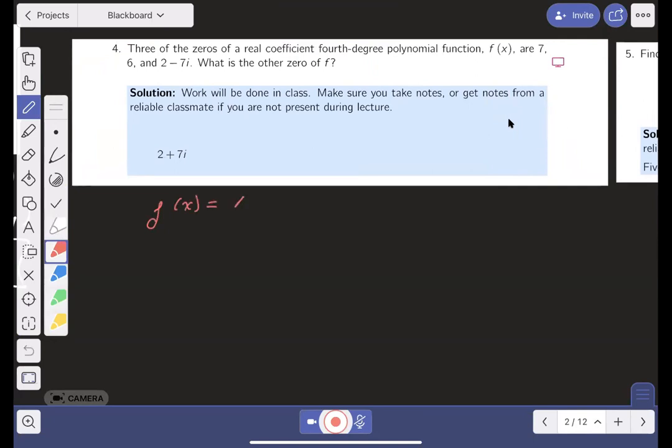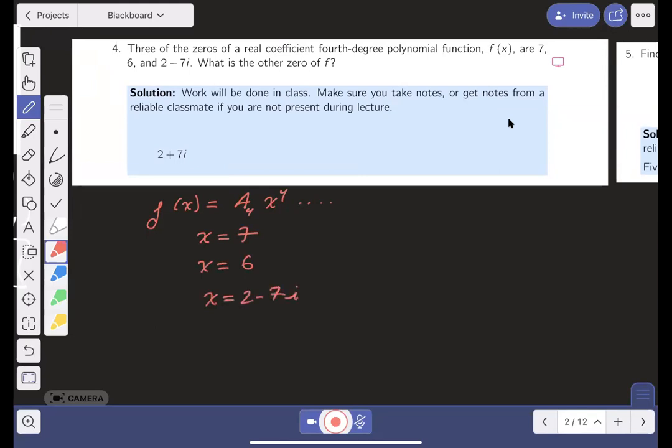There's some coefficient. I don't know what it is. I'll say it's the 4th coefficient, x^4, and so on. 4th degree. That's all I know about it. All right. What are the roots of it? x equals 7. They gave me 3. x equals 6. And x equals 2 minus 7i.